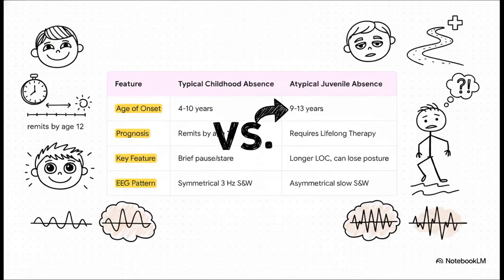This comparison right here really highlights the critical distinctions. Just look at the prognosis. Typical childhood absence often just resolves by age 12, but in contrast, the atypical juvenile form, that requires lifelong therapy. And this huge difference in outcome is rooted in these details: a later age of onset, the chance of losing posture, and a very distinct, slower spike and wave pattern on the EEG.